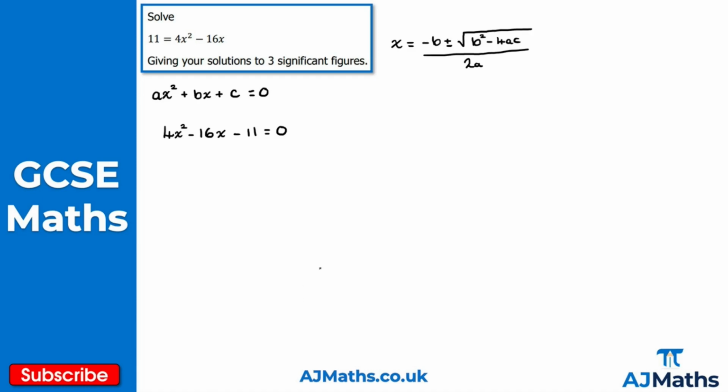Okay, so again, if we just start off by identifying the values of a, b, and c here. So a is the coefficient of x squared, so that would be 4. B is the coefficient of x, that would be minus 16. And c is minus 11. Okay, so we've got everything that we need here now. We've got the value of a, b, and c. So what I'm going to do then is just substitute these values into the quadratic formula.